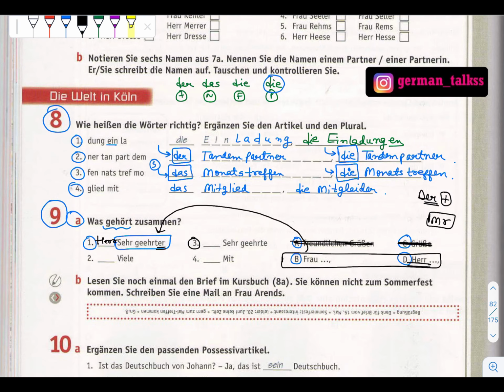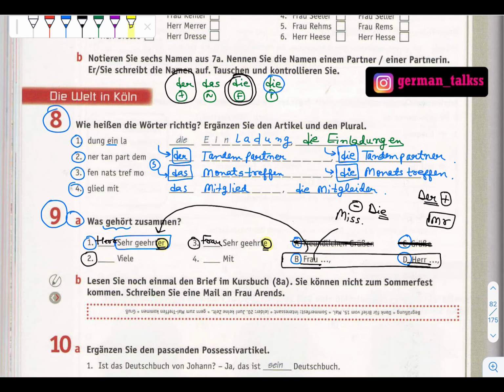Same way for drei, Frau. Frau means Mrs., and this is feminine. In feminine what do we write? Die. We write der there, das, and die. This one is for masculine and this one is for feminine, die. So die is there, and here the ending is also E. Here it is ER and here it is E. So what am I going to write here? Frau.